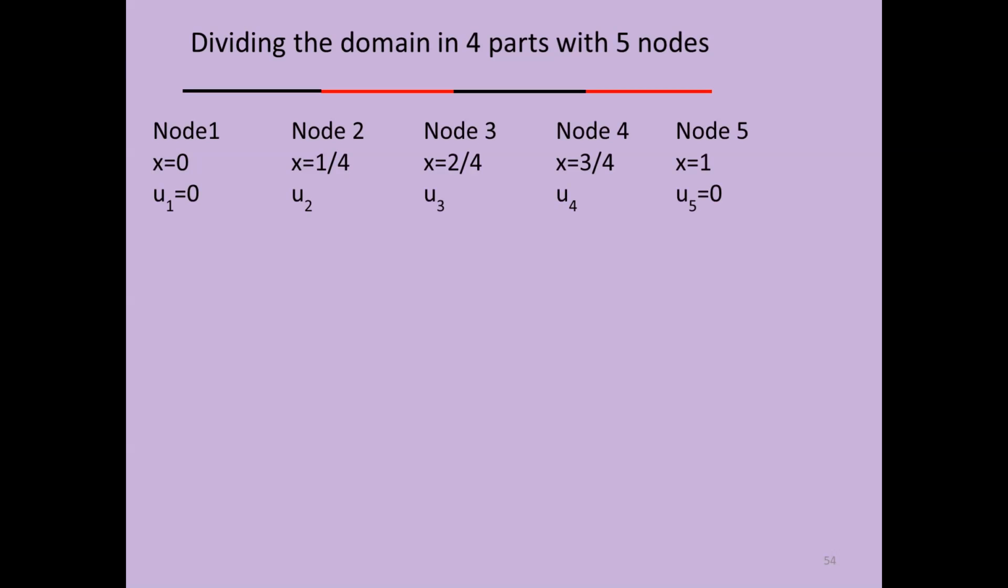All the divisions happen to be same. Therefore the 5 nodes are located at equal distances. That is at x is equal to 0, then x is equal to 1 by 4, x is equal to 2 by 4, x is equal to 3 by 4, and x is equal to 1. So since we have 5 nodes, out of which deformation is known at 2 locations, that is at the first node and at the fifth node, therefore this particular discretization requires only 3 unknown values, that is U2, U3 and U4.